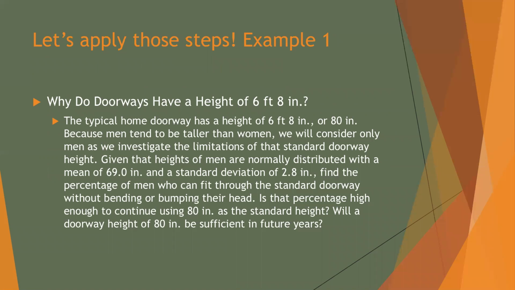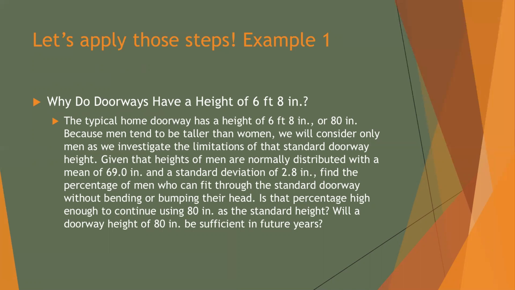Here's an example. Let's apply those steps. Example 1: a doorway has a height of 6 foot 8 inches, in other words, 80 inches, because we find that the majority of the population fits inside that. Given that the heights of men are normally distributed with a mean of 69 inches and a standard deviation of 2.8 inches, find the percentage of men who can fit through the standard doorway without bending or bumping their head. Is the percentage high enough to continue using 80 inches as a standard height? Will a doorway height of 80 inches be sufficient in future years?